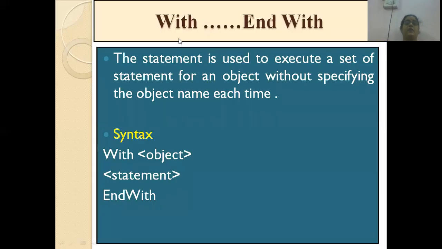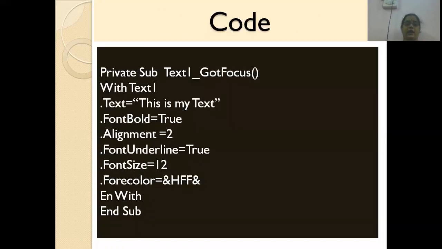And the next type of control structure is With and End With. This is new, and it is used in Visual Basic. This statement is used to execute a set of statements for an object without specifying the object name each time. It means there is no need to use or declare the object every time you have to use it in a single application. With the help of With and End With, you declare the object only once, and then you can repeatedly use that object in your program without declaring it again and again.